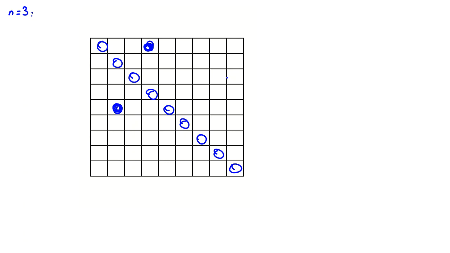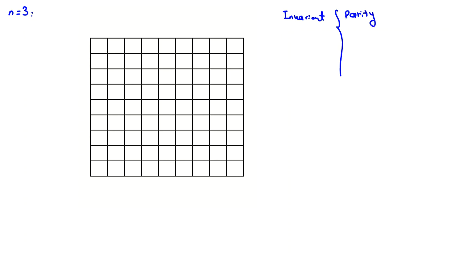When you want to prove something is not possible, you should use an invariant, okay? And in invariants, we have lots of things. Parity, divisibility or remainder by a number, and the other one is, for example, some functions.